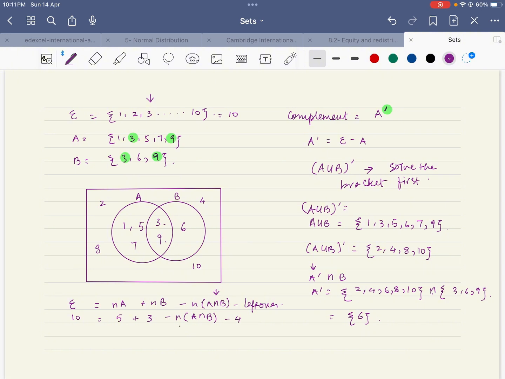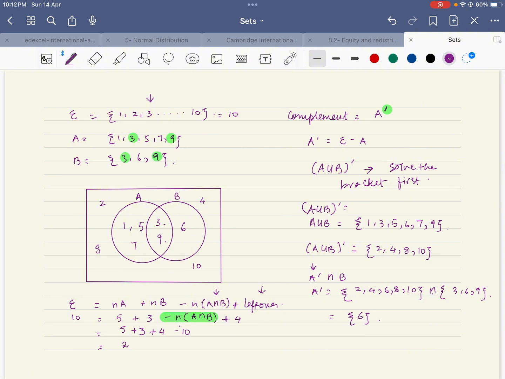Let's bring this thing on the other side because this is minus, and 10 will go on this side. So 5 plus 3, this will not be minus, this will be plus. Okay, 5 plus 3 plus 4 minus 10. So this is 12 minus 10 is equal to 2. Why did I add the leftovers? Because this is part of the universal set. That's why I have added the leftovers. Answer is 2. It means the formula is correct.